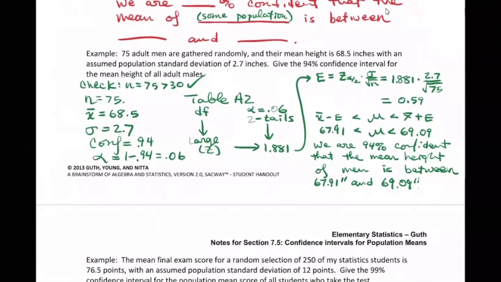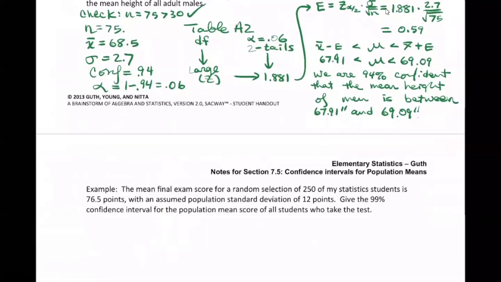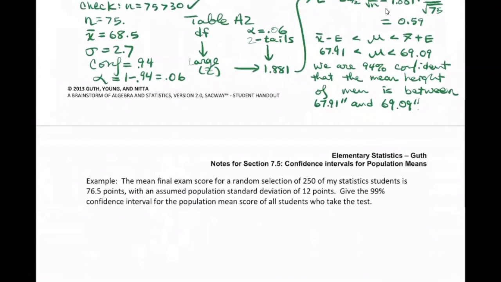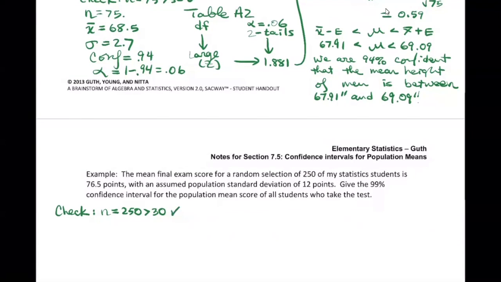There's another one on here, so we'll practice it also. So this one says the mean final exam score for a random selection of 250 of my stats students. Okay, right off the bat, we've got our check. N is 250, just needs to be bigger than 30, and that guarantees that the sample means will be normally distributed. And just like that, the normal distribution is super important. Okay, so I've got my check accomplished.